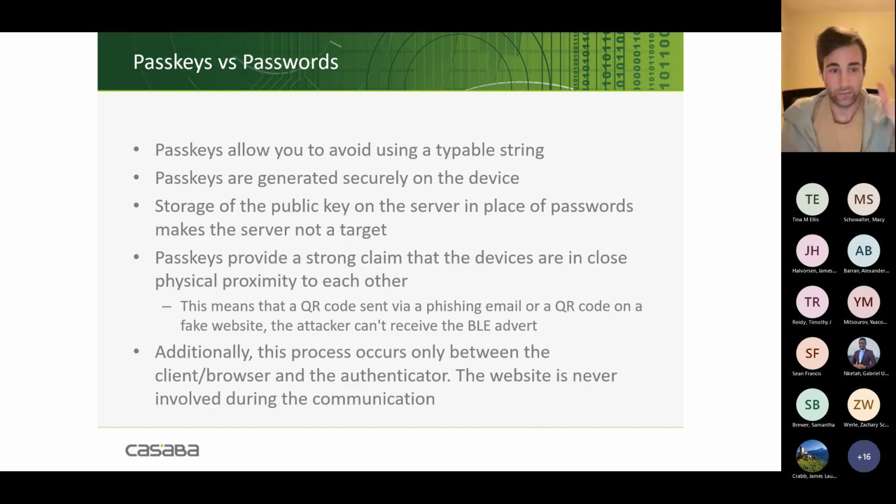So to summarize, Passkeys versus passwords. It allows you to avoid using a typable string. The passkeys are generated using secure cryptographic algorithms on the device. The storage of the public key on the server in place of passwords makes the server not a target. The passkeys provide a strong claim that devices are in close proximity to each other because of that BLE. So if a QR code is sent via phishing email or QR codes are on a fake website, it doesn't matter, the attacker can't receive it.